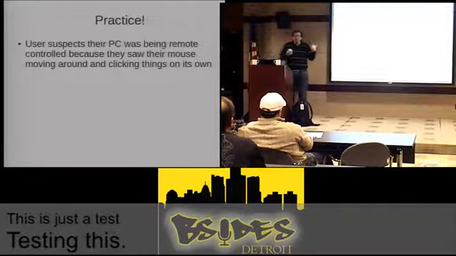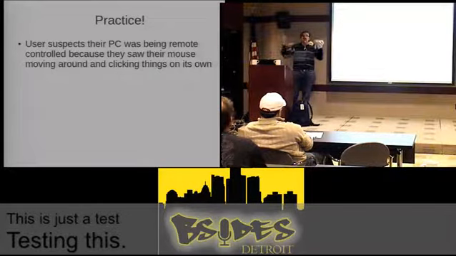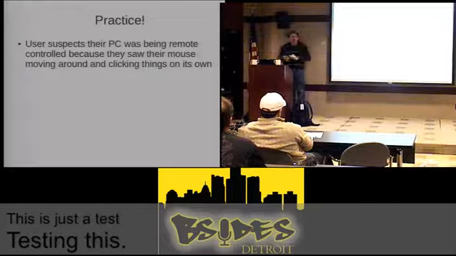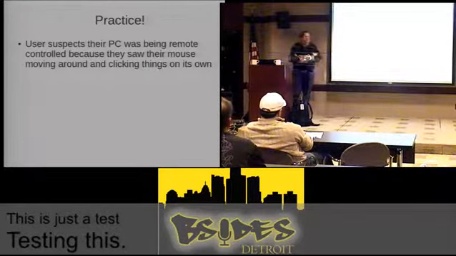So this user thinks something happened and then it went away and it wasn't being remote controlled anymore. My question is a very specific question. How can NetFlow help you? This is an internal PC on your internal network. How can NetFlow help you with this? What are you going to look for if you have NetFlow?